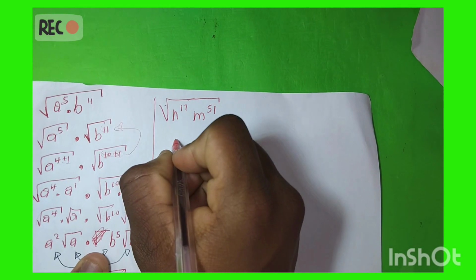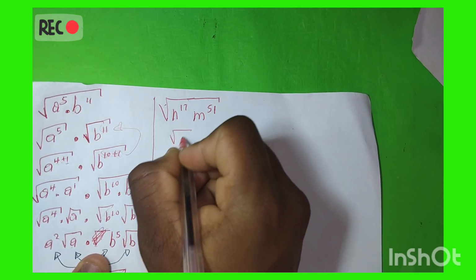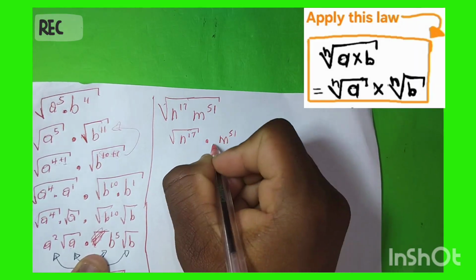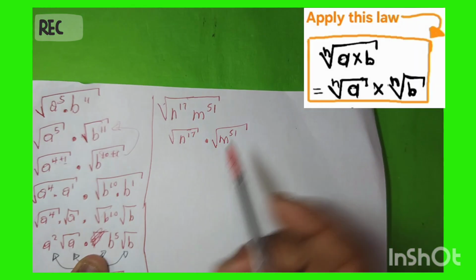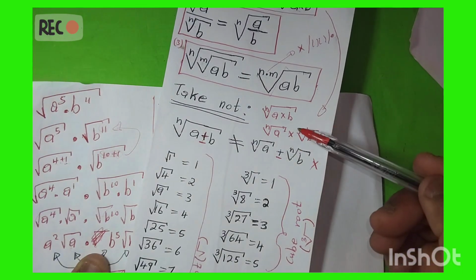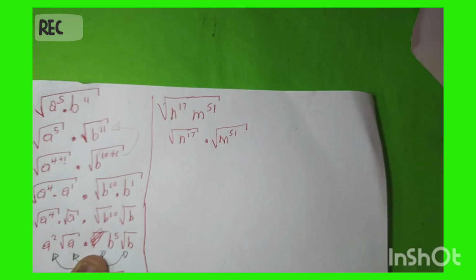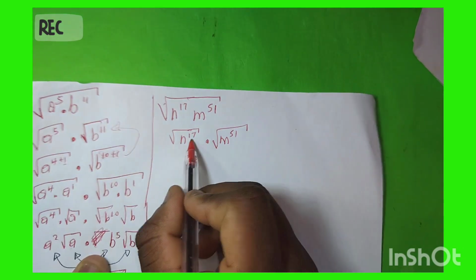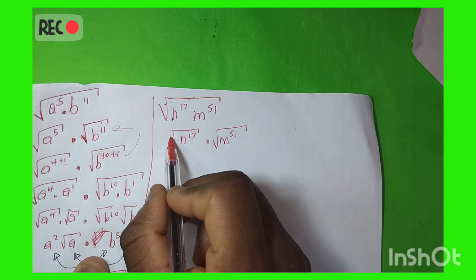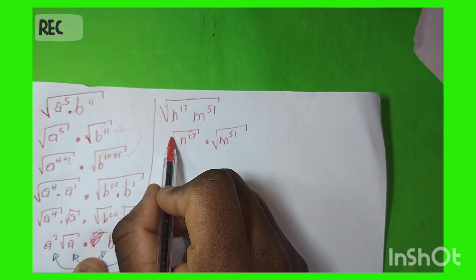Meaning I can write this as n^17 multiplied by m^51. Here I break the square by applying which rule? The rule of surds, as you can see. So now I should introduce an even number, because this exponent is not an even number. It cannot be divided by that 2, which is invisible there.